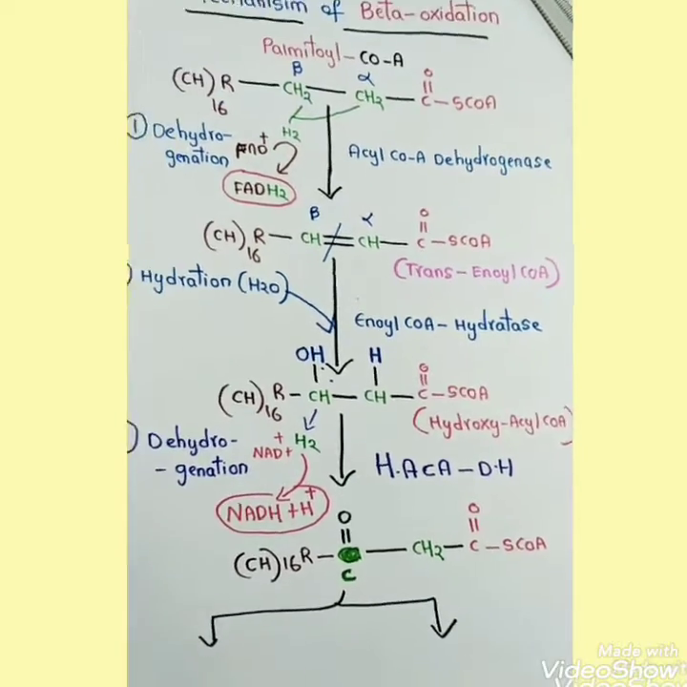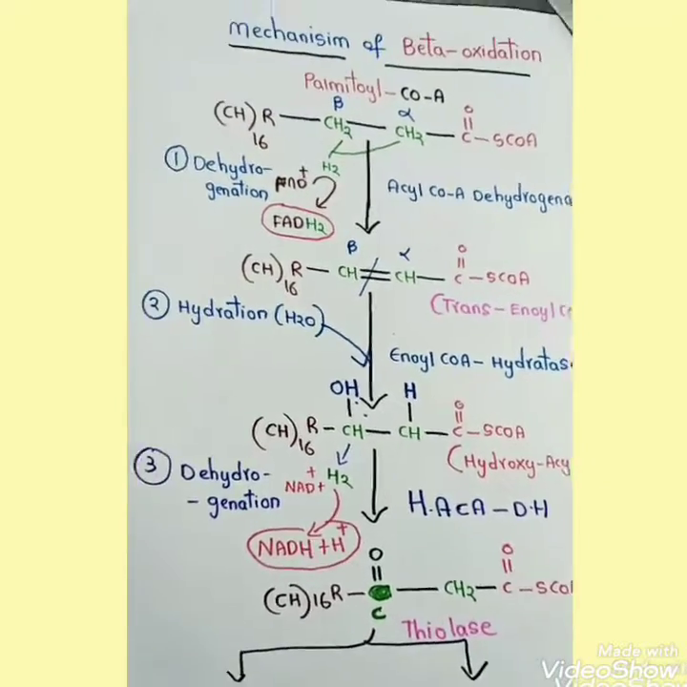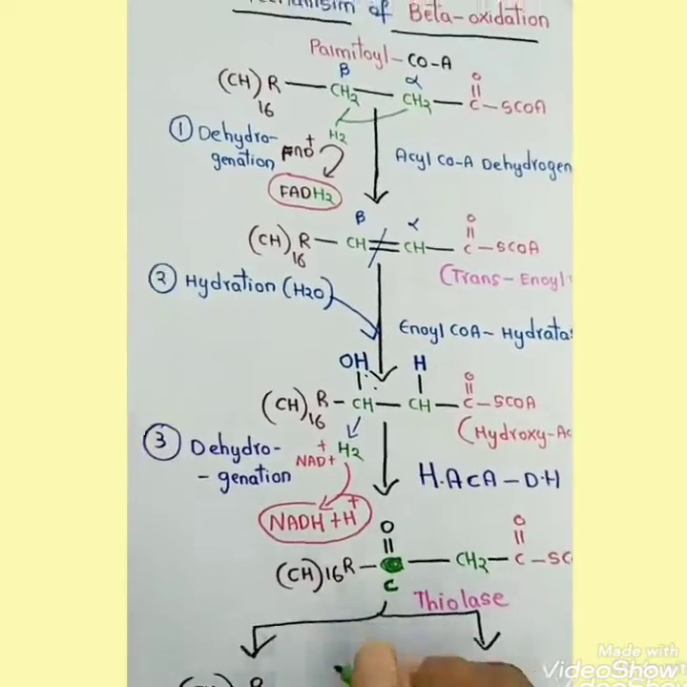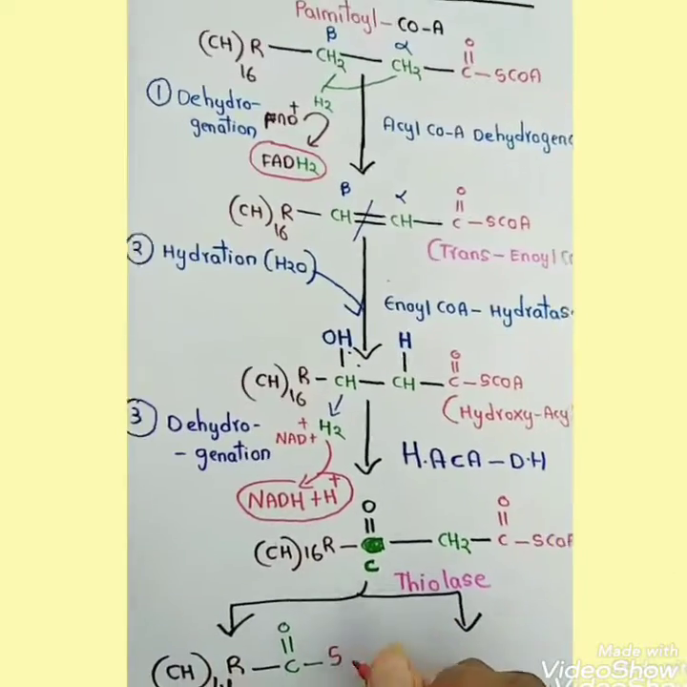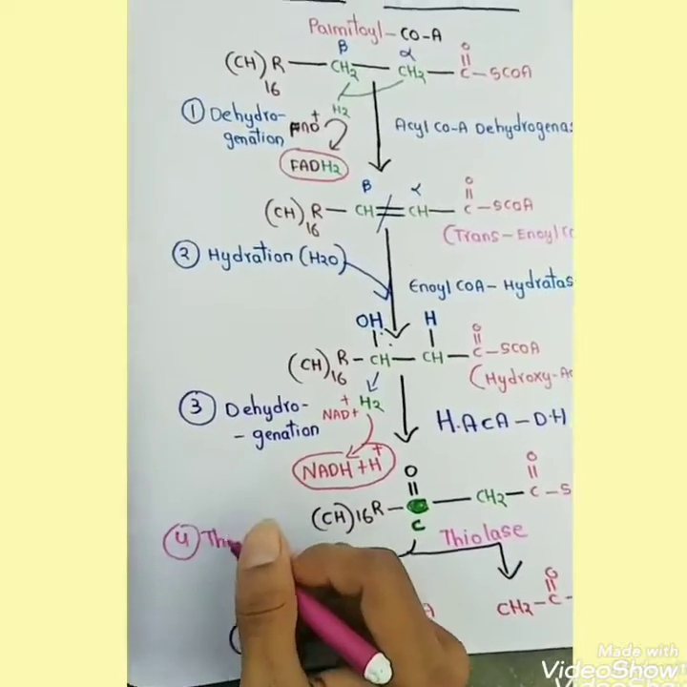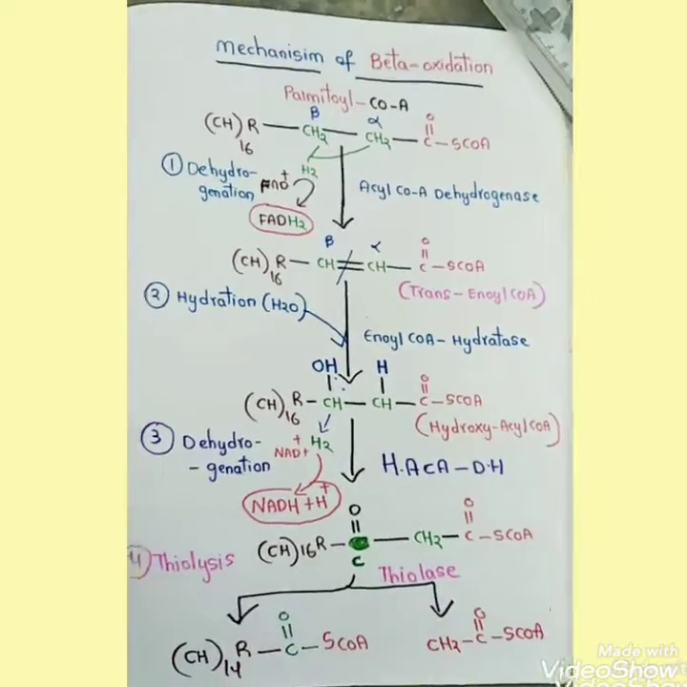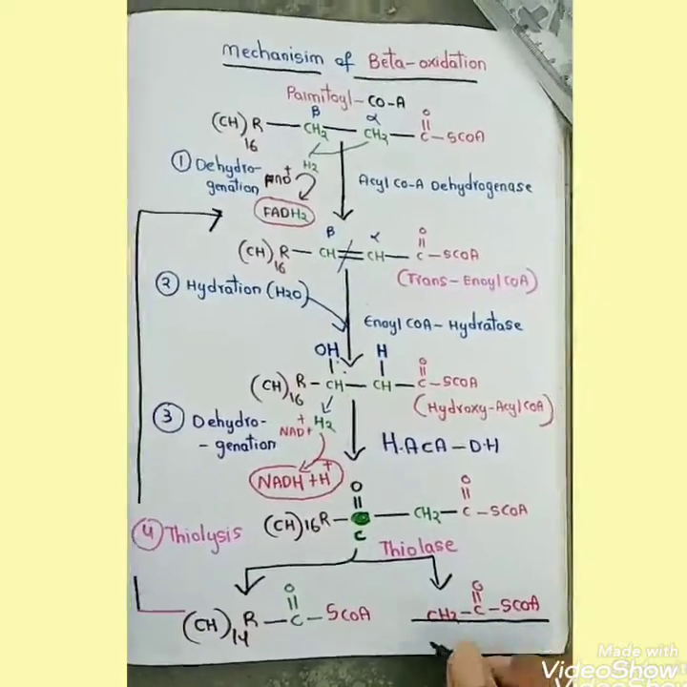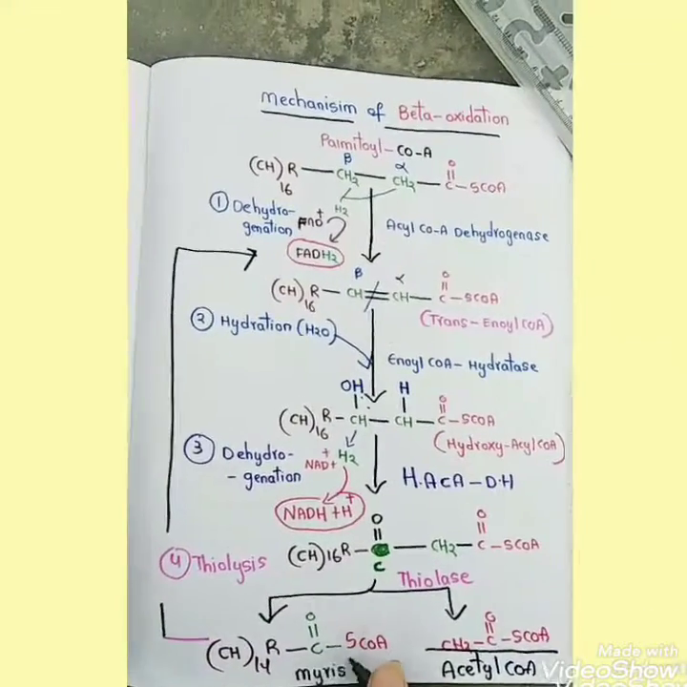Now this last reaction is the actual cleavage. The enzyme thiolase cleaves the above compound at the beta position into a 14-carbon compound, myristoyl-CoA, and a 2-carbon compound, acetyl-CoA. This reaction is called thiolysis because the thiolase enzyme cleaves this into two forms. The 14-carbon compound can re-enter the reaction and perform the beta oxidation again.